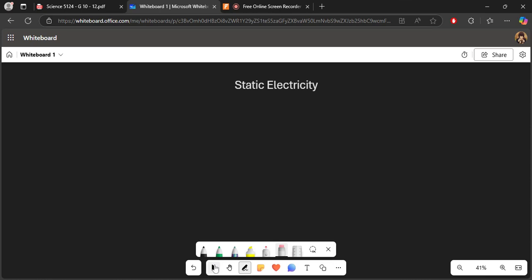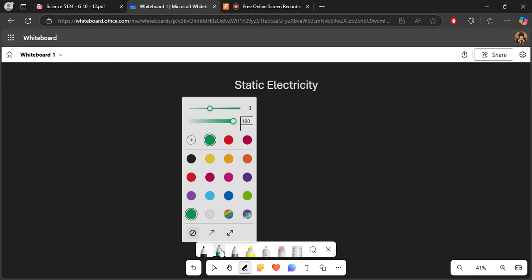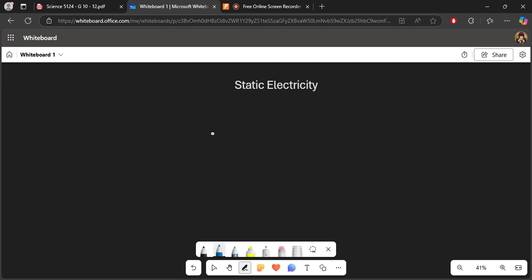Hey guys, so I'm going to be talking about electric fields today. So, in physics, a field is a region in which a force can exert its influence. When we talk of electric fields, it's a region in which an electric charge can exert its influence.